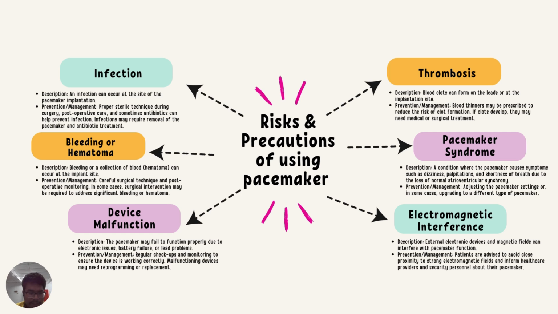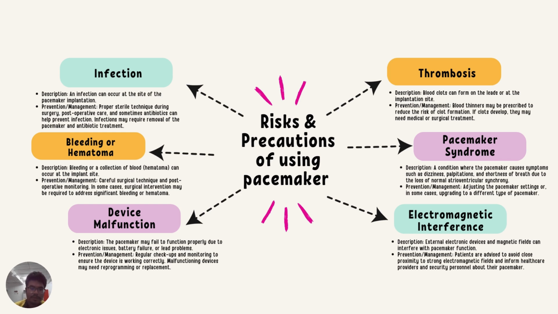So, first one is infection. An infection can occur at the site of the pacemaker implantation. So, how do we prevent it? Precautions that could be taken are proper sterile technique during surgery, post-operative care, and sometimes antibiotics can help to prevent infection. Infections may require removal of the pacemaker and antibiotic treatment.